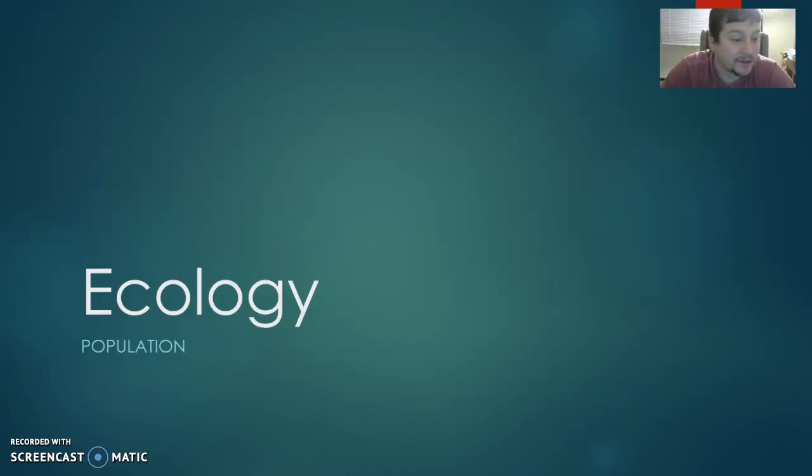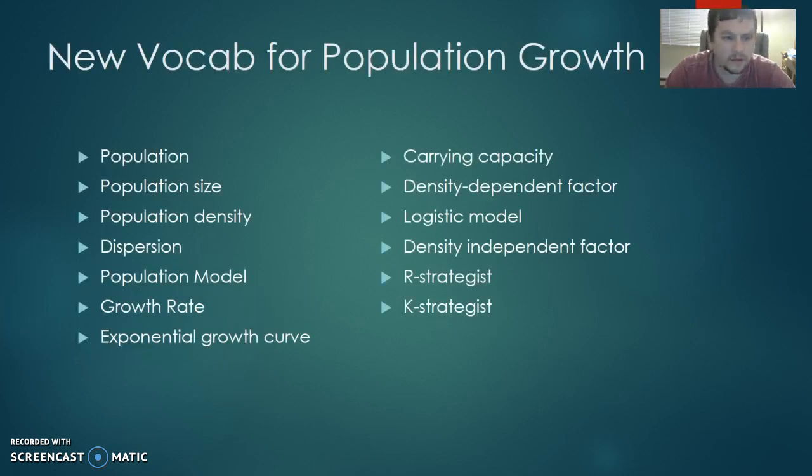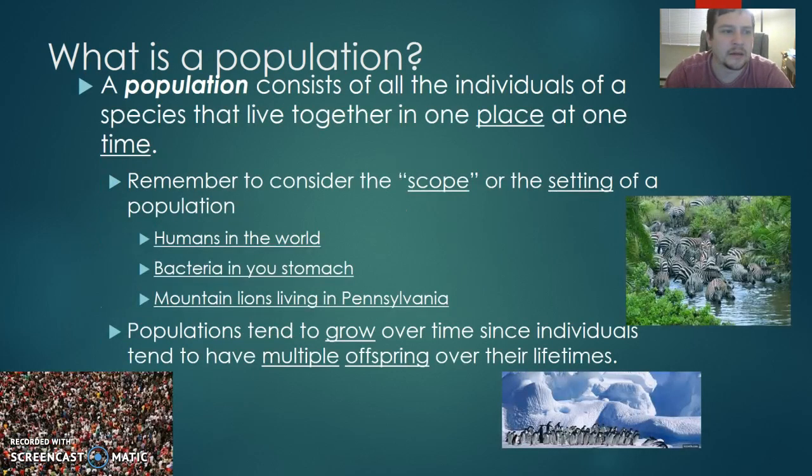Alright, this is the first lecture video for ecology populations. Ecology is basically the study of a large system of species that are living together in the same place at the same time. But in this unit, we're going to focus mostly on populations and what we can learn about them and how they change a little bit over time. So these are all the vocab words. We'll get into these then, so no worries with that. So let's just get started.